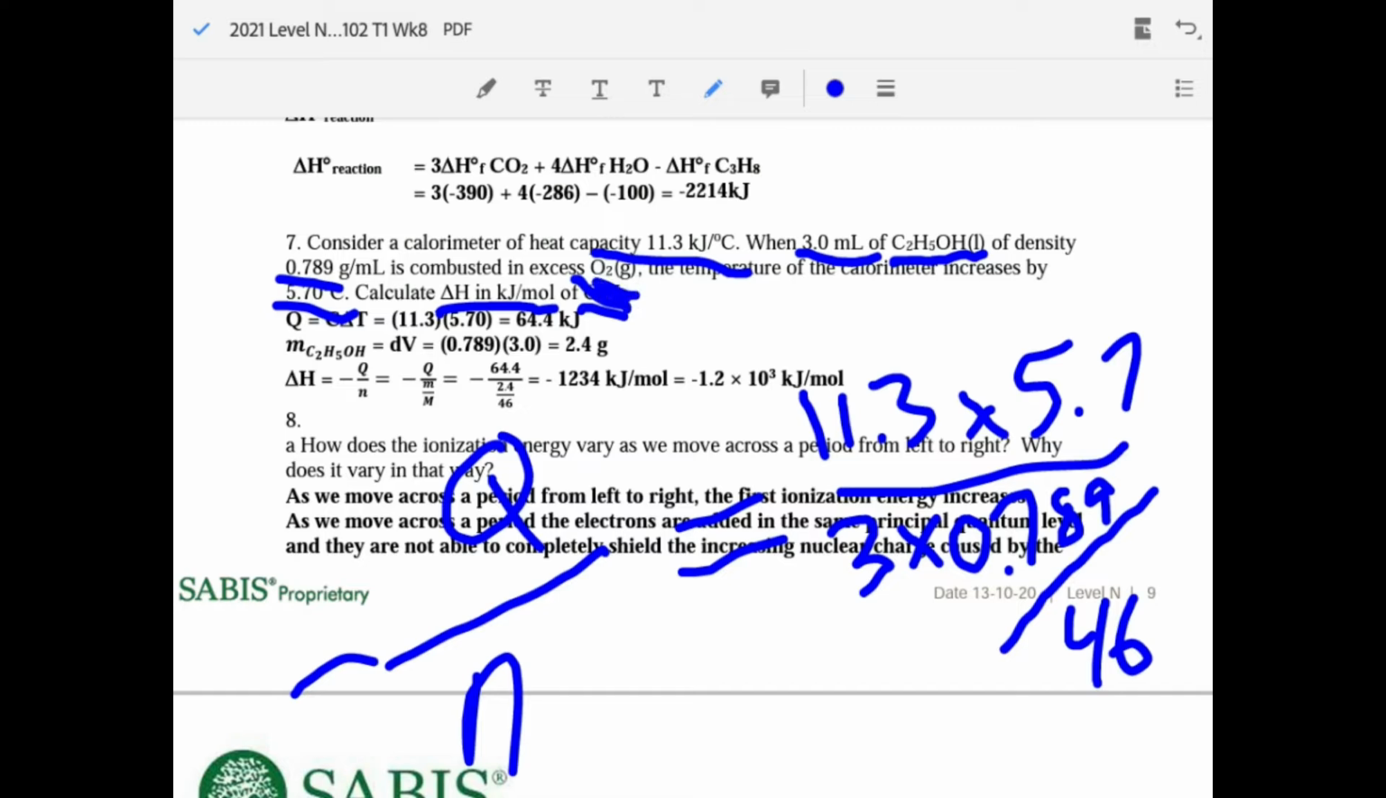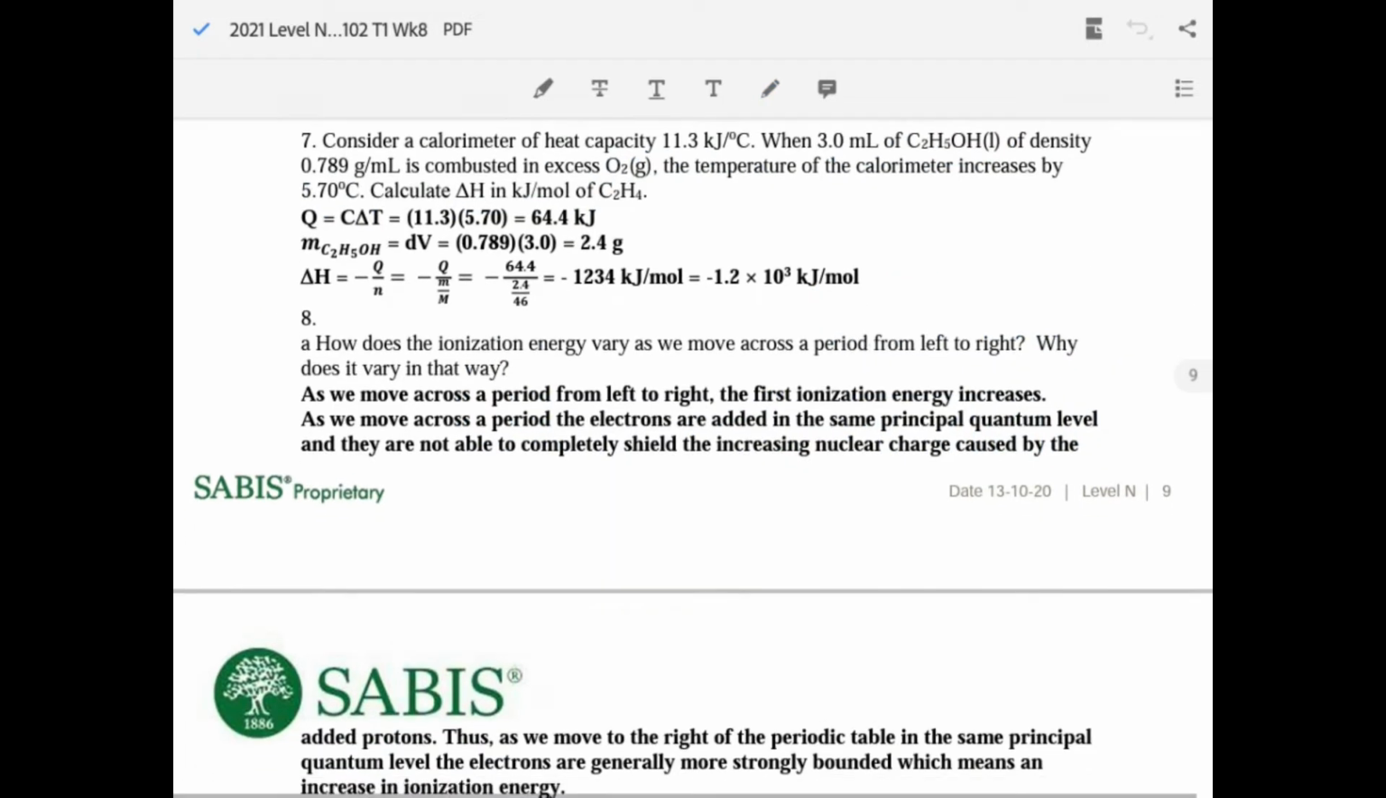So C2H5OH, and you just simplify that, and you'll get the answer.